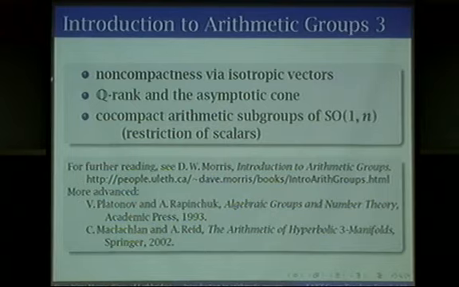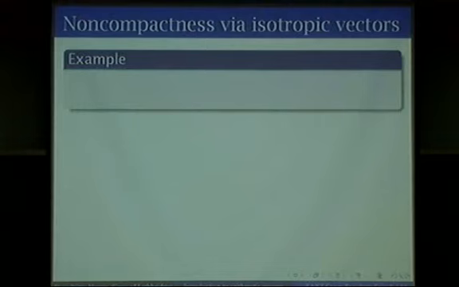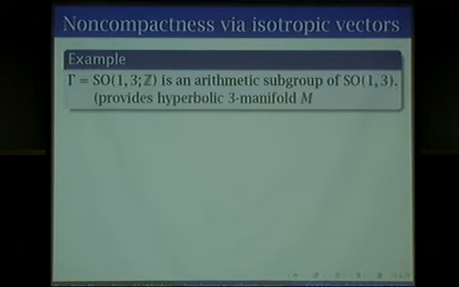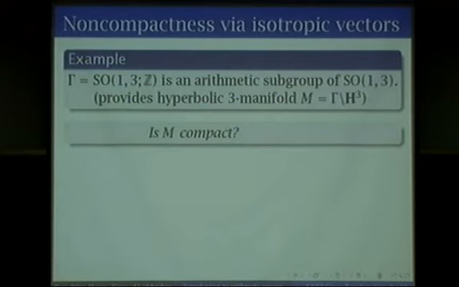All right, but let's start out then by just talking about non-compactness, or a compactness criterion. So, for example, let gamma be the obvious lattice that'll give us a hyperbolic manifold. Let gamma be the integer points of SO(1,3). That's an arithmetic subgroup of SO(1,3). So, for SO(1,3), the corresponding symmetric space is hyperbolic 3-space. So when you take hyperbolic 3-space mod gamma, what you get is a hyperbolic 3-manifold. And the basic question is: is this compact?